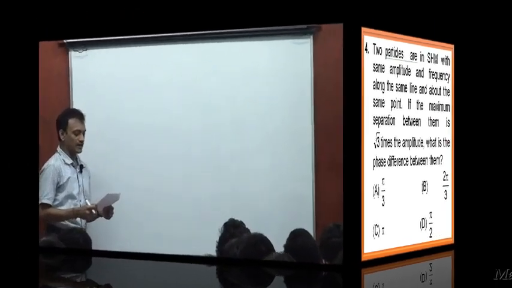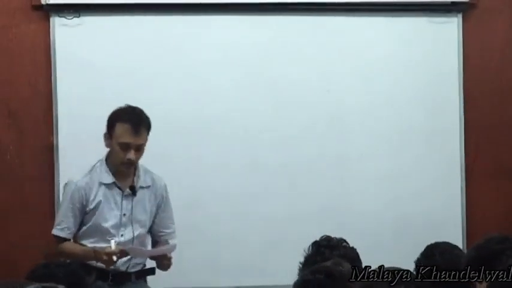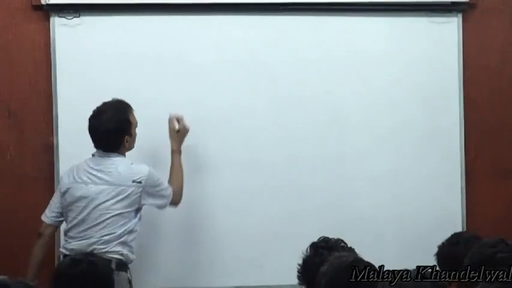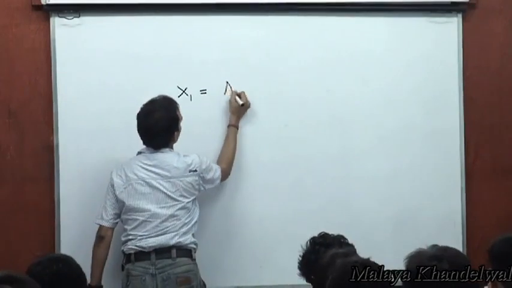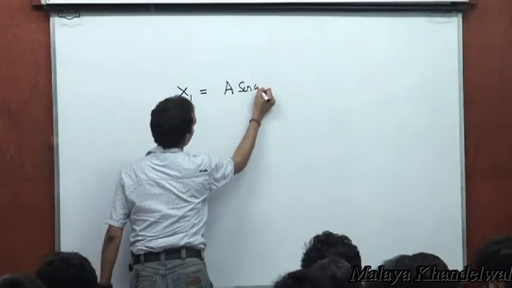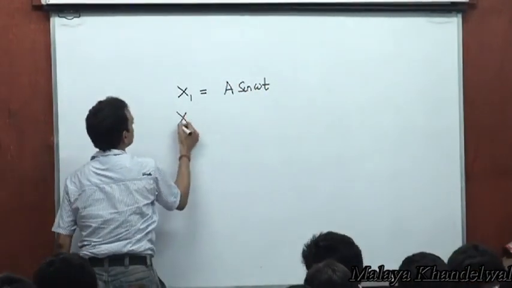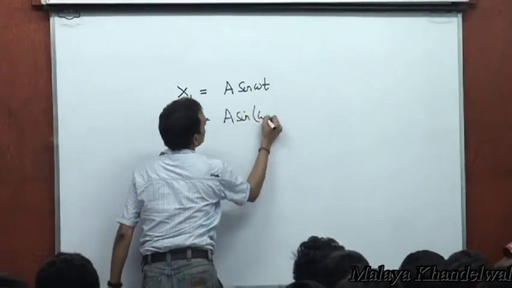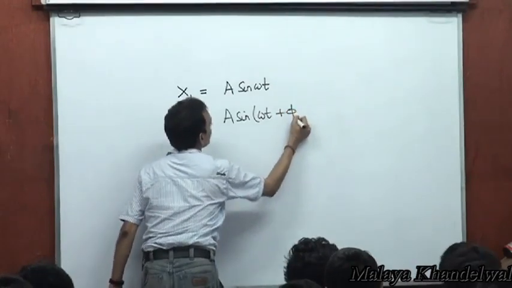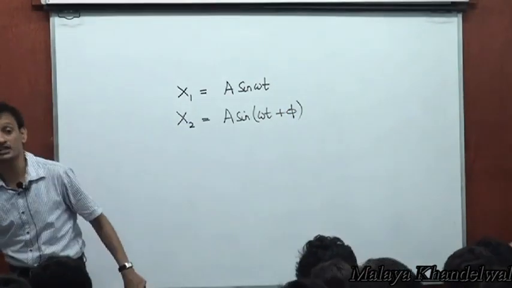Two particles are in SHM with the same amplitude and frequency along the same line and about the same point. If the maximum separation between them is root 3 times the amplitude, what is the phase difference between them? Let's say one particle executes SHM as x1 equals a sine omega t, and let's say the other one is a sine omega t plus phi, where phi is the phase difference between the two oscillations.